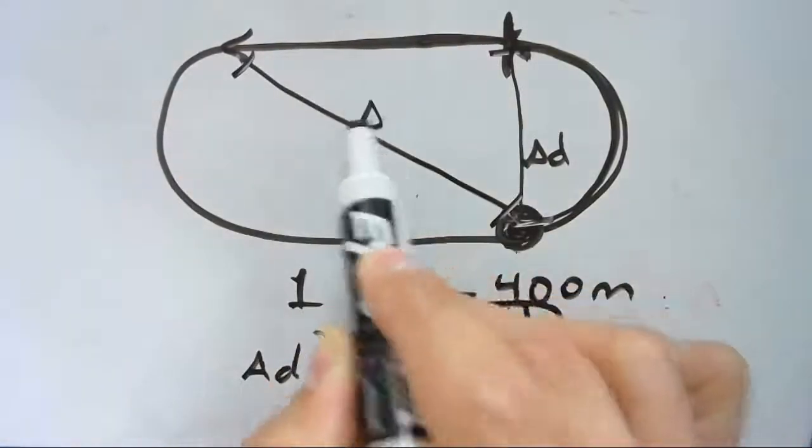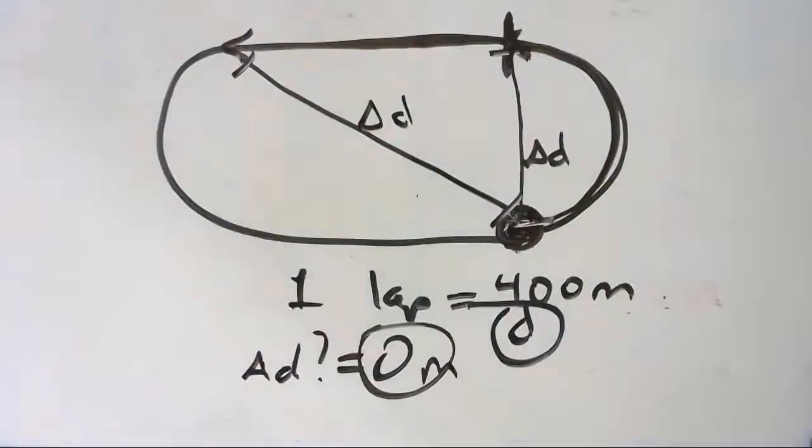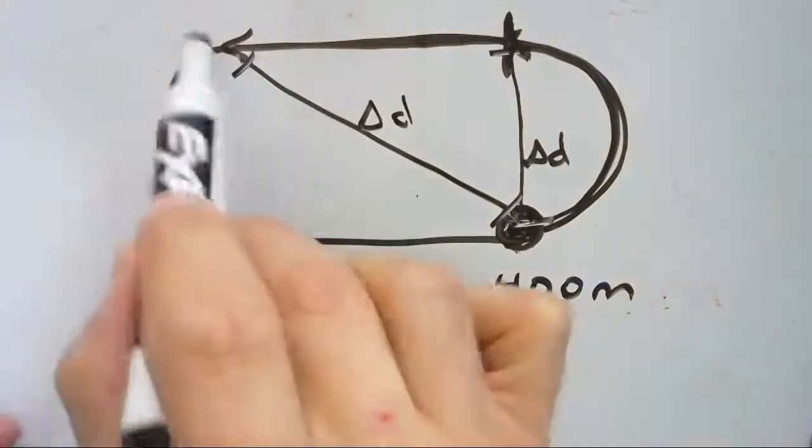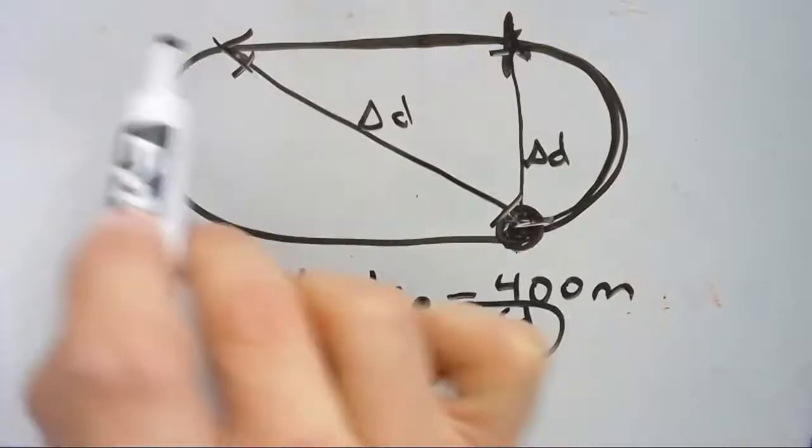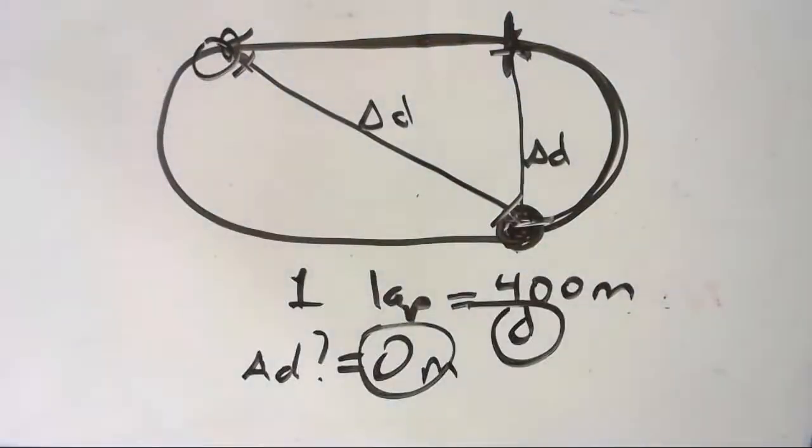It's the straight line distance from the beginning to the end of a trip, wherever you are. This length represents your change in position at this point in time.